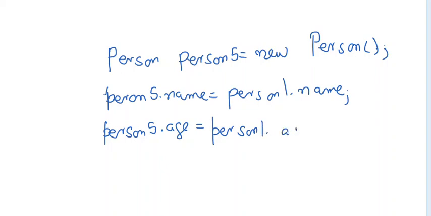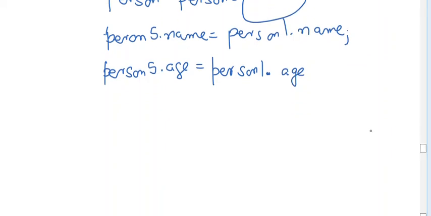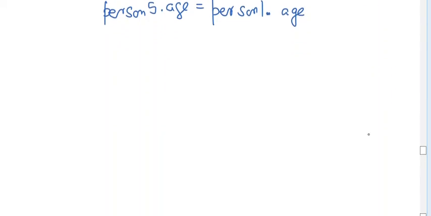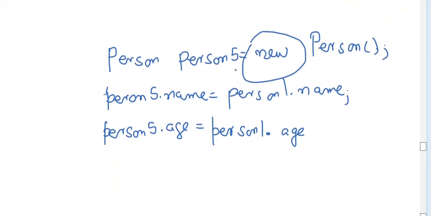So what I did was I take the values that are stored for person 1 and I copied them into person 5. Now person 5, as you can see, I'm using the new keyword. Whenever I use a new keyword, a new memory location is created. So although person 5 is situated at a different memory location, we have made it similar to person 1.